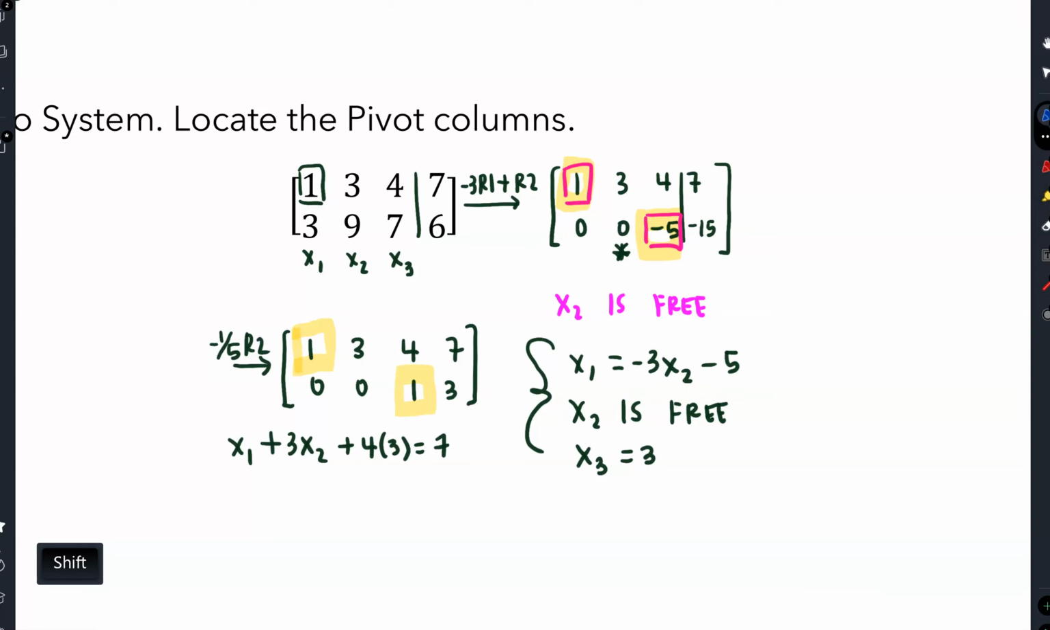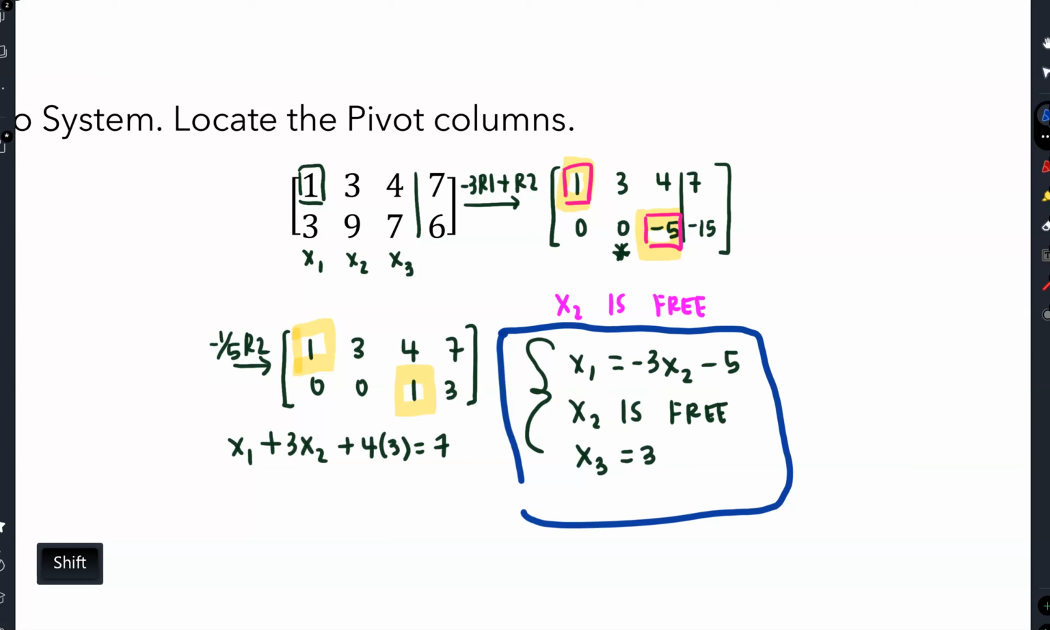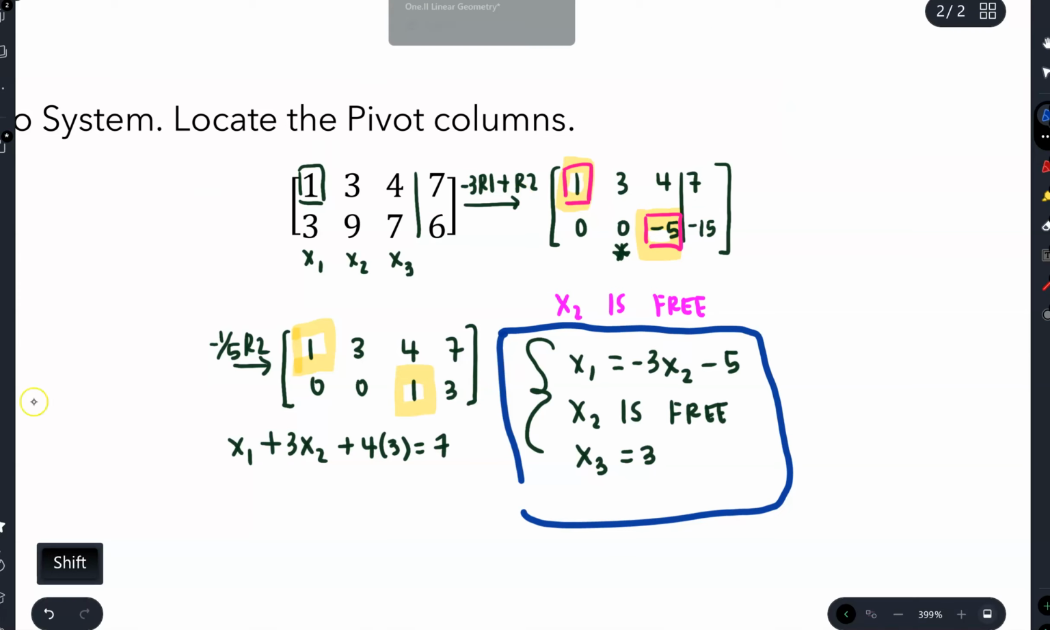So if my x2 is free, then I need to write a general solution in terms of x2 being free. So it should look something like this. All right, let me know if you have any questions about that.